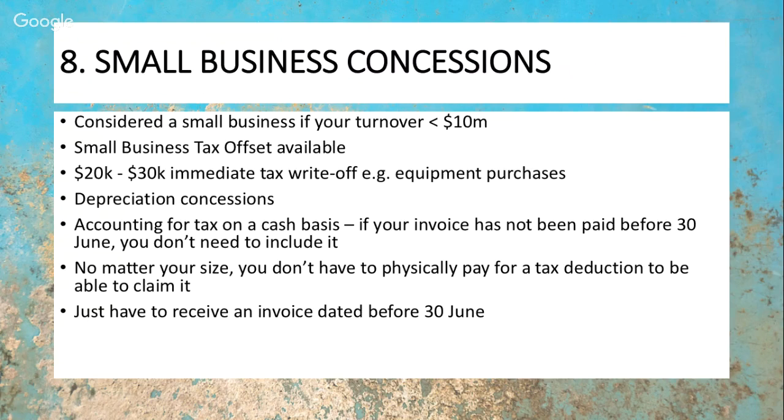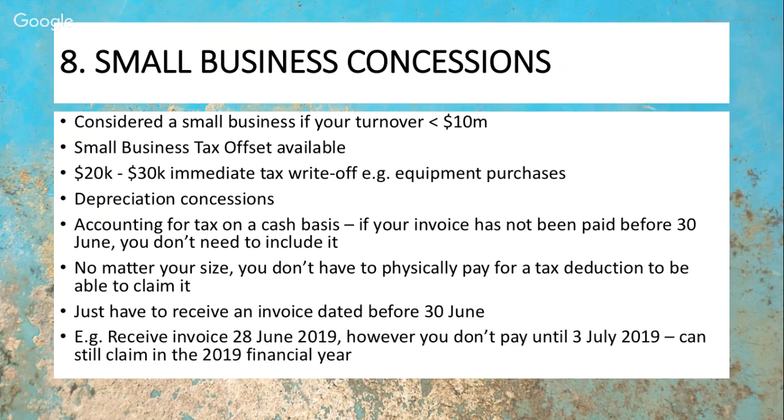And then on the deduction side, and this is for both small and large businesses, you don't actually have to physically pay for a tax deduction to be able to claim it. You just have to receive an invoice dated before the end of the financial year. For example, you receive an invoice dated the 28th of June 2019. However, you don't actually pay it until the 3rd of July, but you can still claim for it in the 2019 financial year.